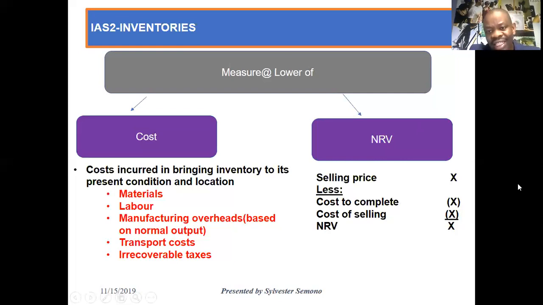And at the same time, we need to know how to calculate the net realizable value. We need to know the selling price, less any cost to complete that particular product, meaning maybe it is to be processed further, and any cost of selling. Thereafter the lower of the two is going to be the amount that we're going to use to recognize the asset in the books of account. Please, for more information, make sure that you consult the standard, IAS 2.